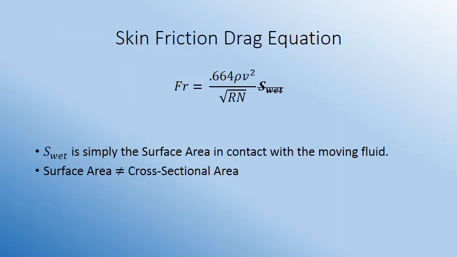S wet is simply the surface area in contact with the moving fluid. Notice that this time we are using the surface area of the body and not the cross-sectional area as in the form drag equation.